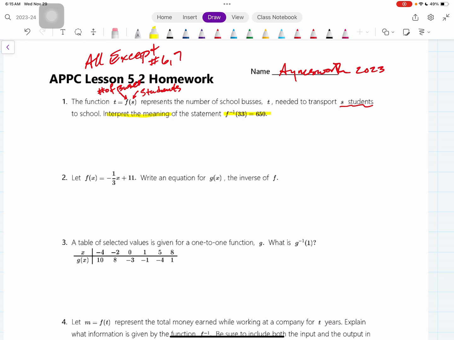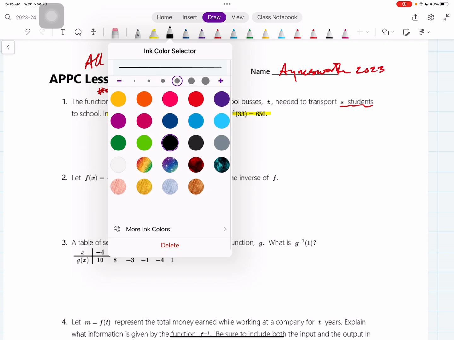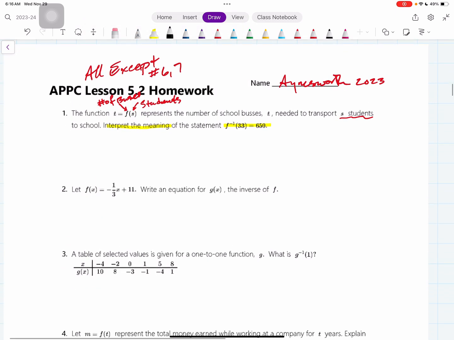This is f inverse of 33 gives you 650. What does it mean? First of all, let me restate the inverse here, because you should be able to go from inverse back to the regular function at any time, and then you can interpret it a little bit easier. If f inverse of 33 is equal to 650, that tells you that f of 650 is equal to 33. These are synonymous. They mean the same thing.